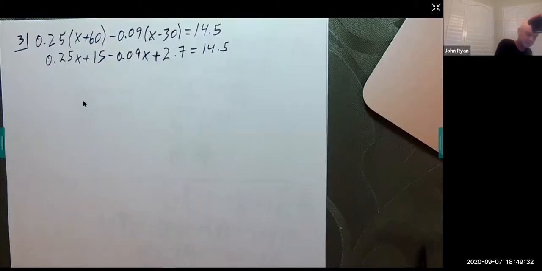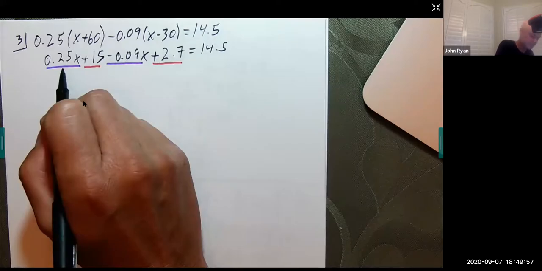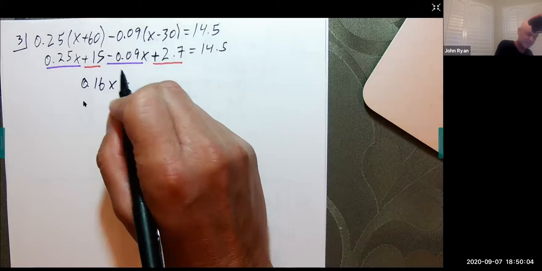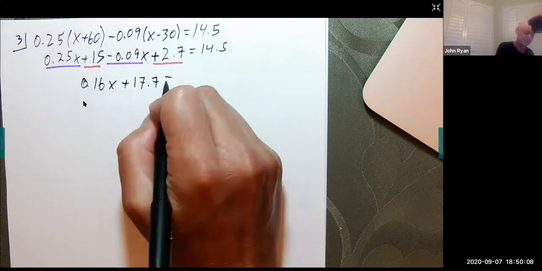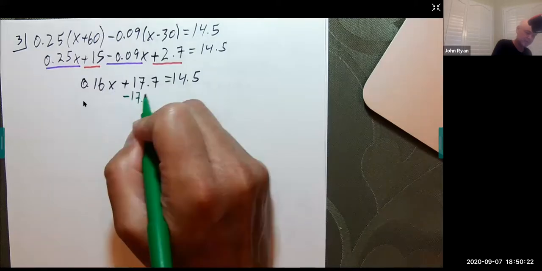Here, I need to combine up my like terms on each side first. So 0.25x minus 0.09x is 0.16x. Plus 15 plus 2.7 is 17.7. Next up, I'm going to subtract 17.7 to both sides.